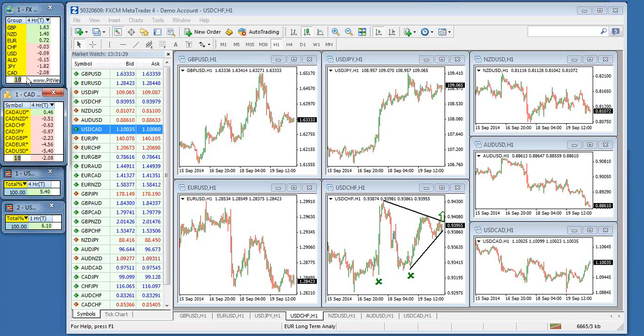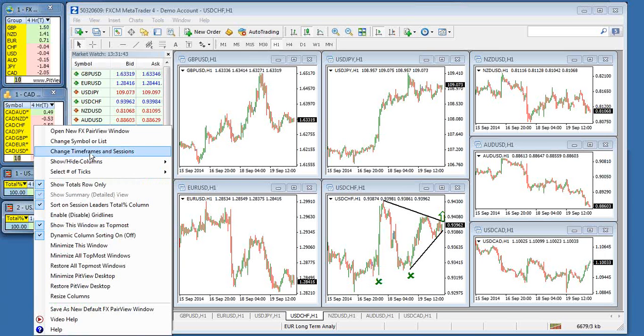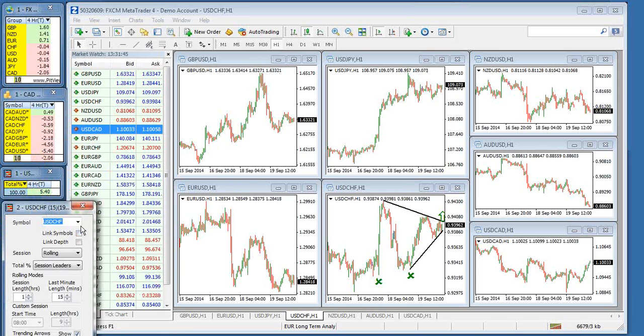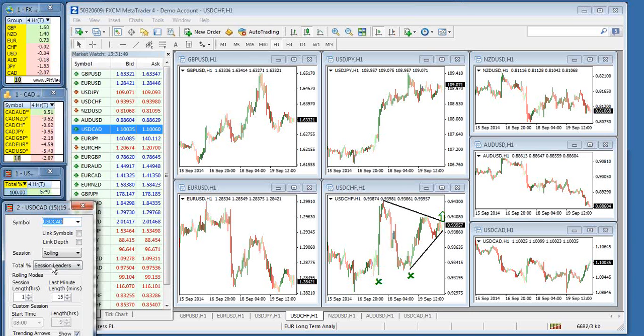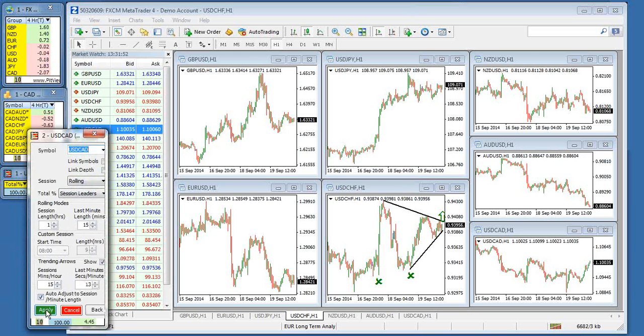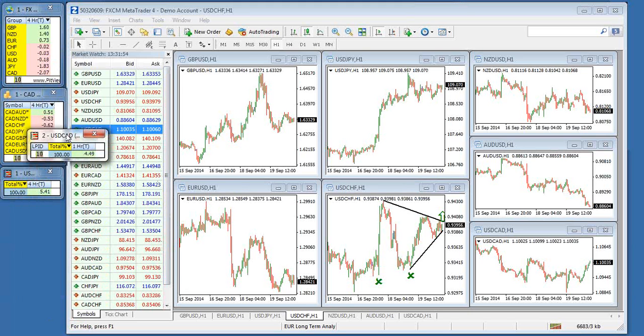So when I double click on Canadian, obviously it's going to bring up the 4 hour totals and show me that the dollar Canadian has had a huge buy and sell imbalance also on the 4 hour totals. What I can also do down here is change, since I'm trading off a 1 hour chart, I'm going to go ahead and change that to a 1 hour time frame. There we go.